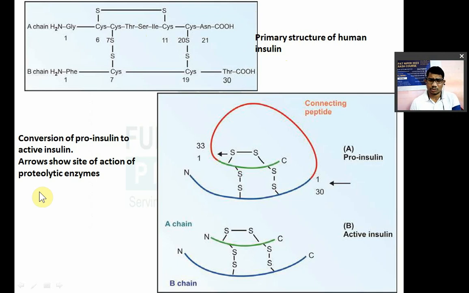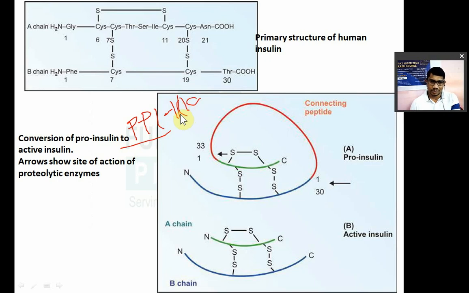Insulin is synthesized in the body from an inactive peptide known as pre-pro-insulin. Pre-pro-insulin has 110 amino acids. So in the pre-pro-insulin, 110 amino acids are there.